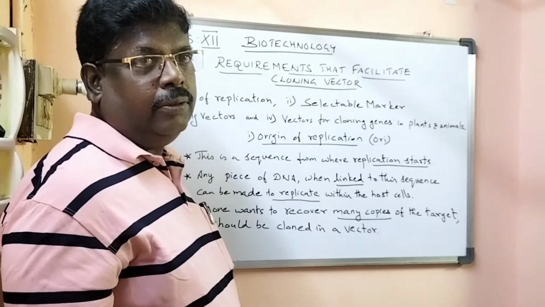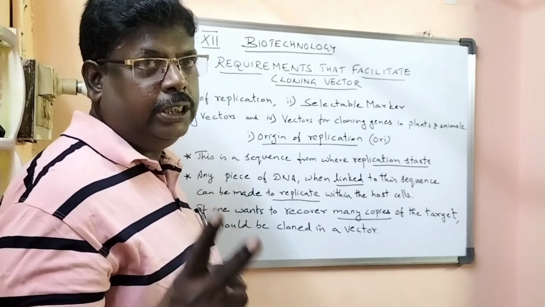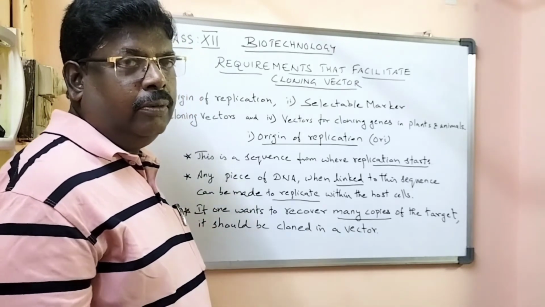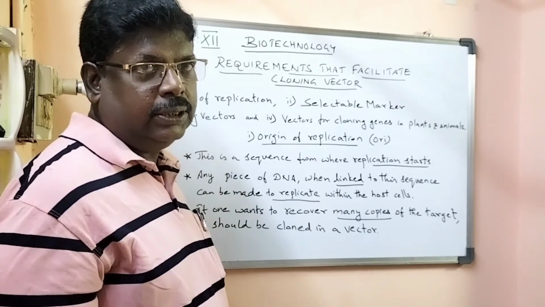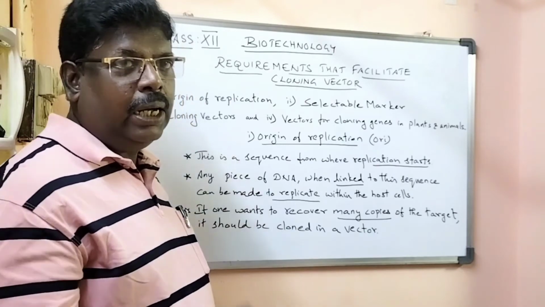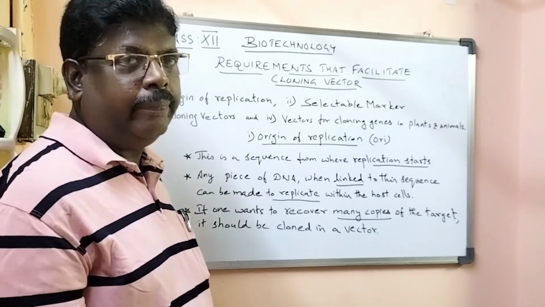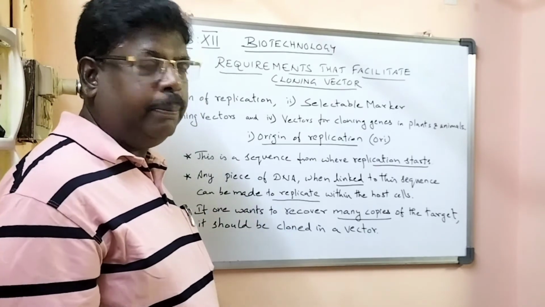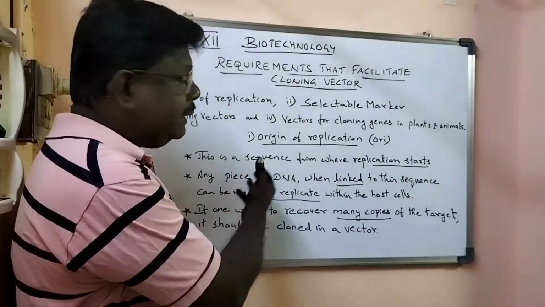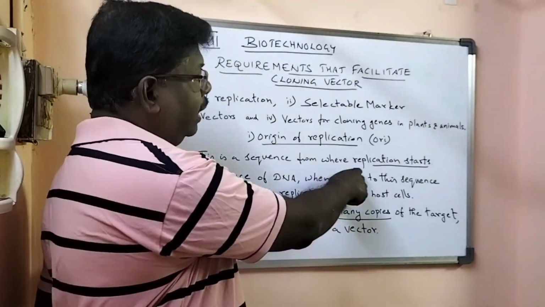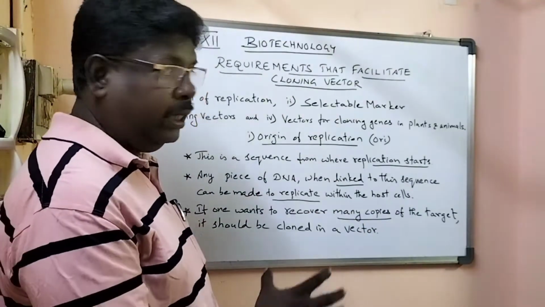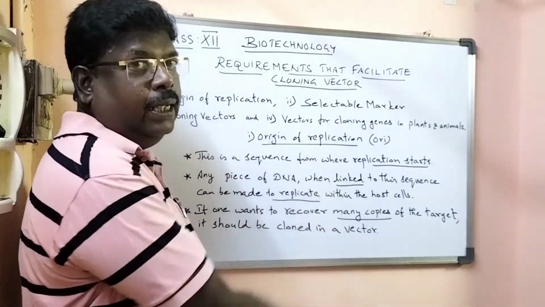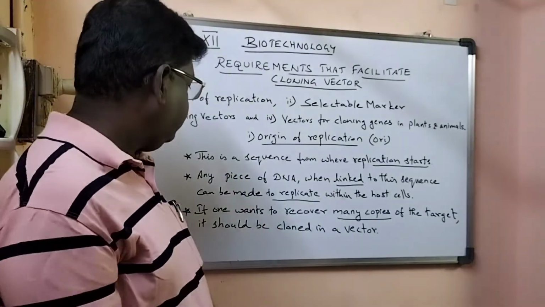Here we are going to see only two features. We'll be dealing with origin of replication and selectable markers. The rest two will be continued in my next video. So first, origin of replication. This is a sequence from where replication starts.